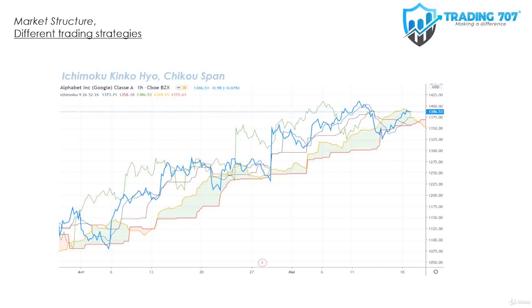Also, the position of this component is important. If the Chikou span is above the price, it means that the trend is bullish. Conversely, when the Chikou span is below the price, the trend is bearish.